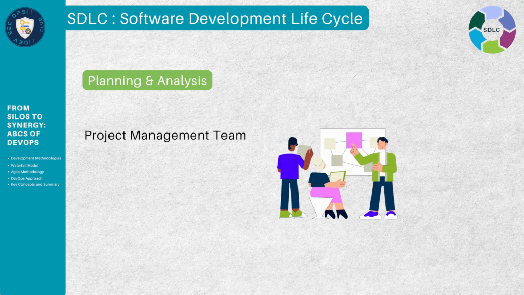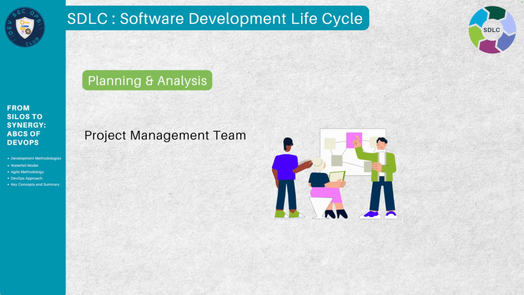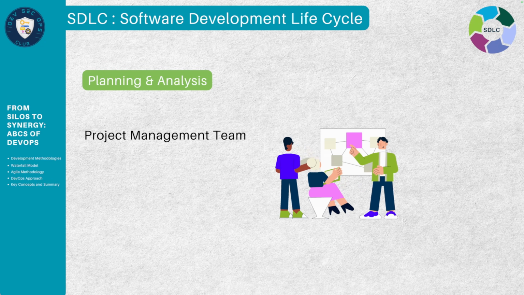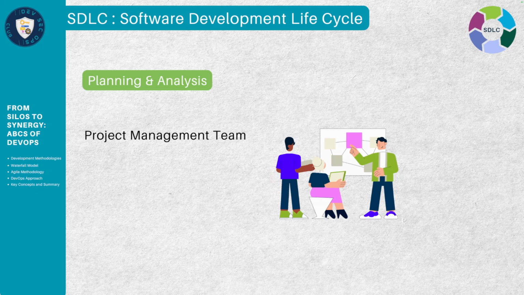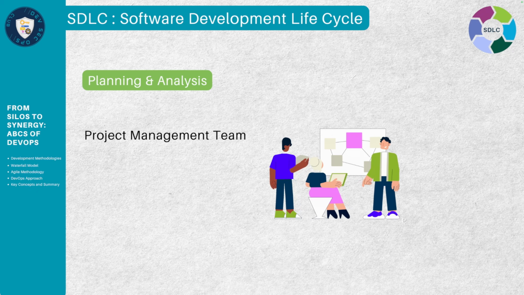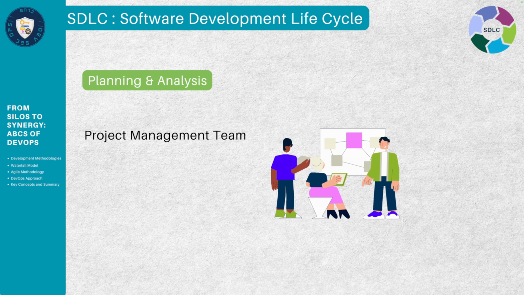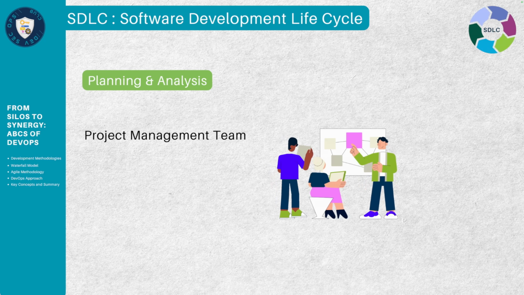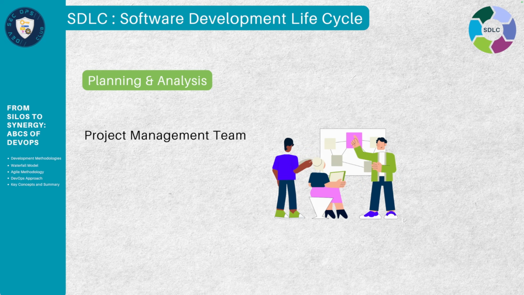So as I said, we are not talking about project management. As a DevOps engineer, what we need to know, that's what I'm talking about today. So we are talking about the software development life cycle, and we start with planning and analysis, and who is involved in this. So in this, the project management team is involved, and what are the major activities performed in this?